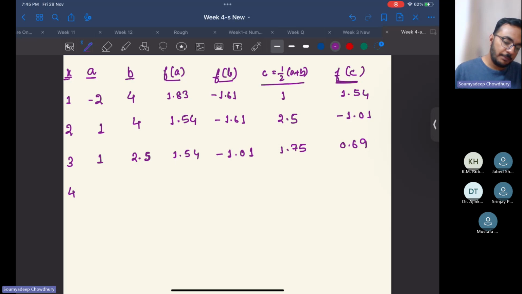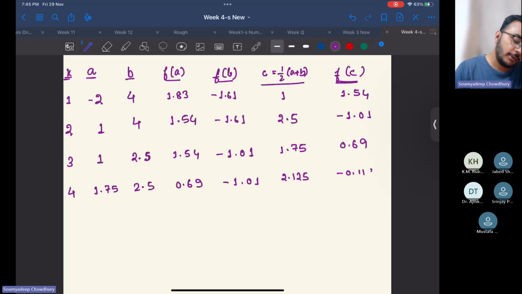Again in the fourth step, your f of c is greater than 0, so your lower limit will change to c. So now it is 1.75 to 2.5. f of 1.75 is 0.69 and f of 2.5 is minus 1.01. c is again the midpoint between 1.75 and 2.5. It is 2.125. f of 2.125 is minus 0.118.